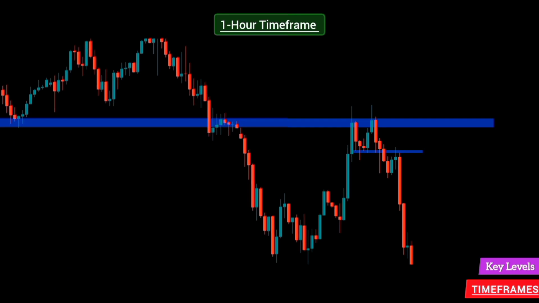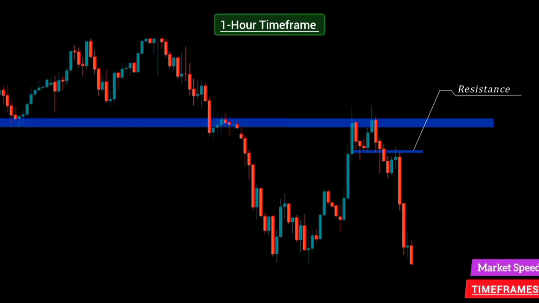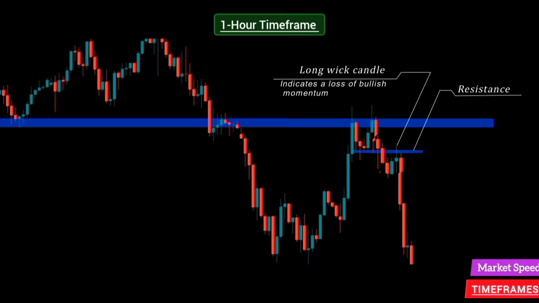This is the 1 hour chart. Price formed a double top rejecting resistance before breaking below the neckline, signaling the start of a trend continuation. Price then pulled back to the neckline, now acting as resistance, and formed a long wick candle rejection. The longer upper wick shows the loss of bullish momentum as it failed to close higher, signaling profit taking and selling pressure entering the market.